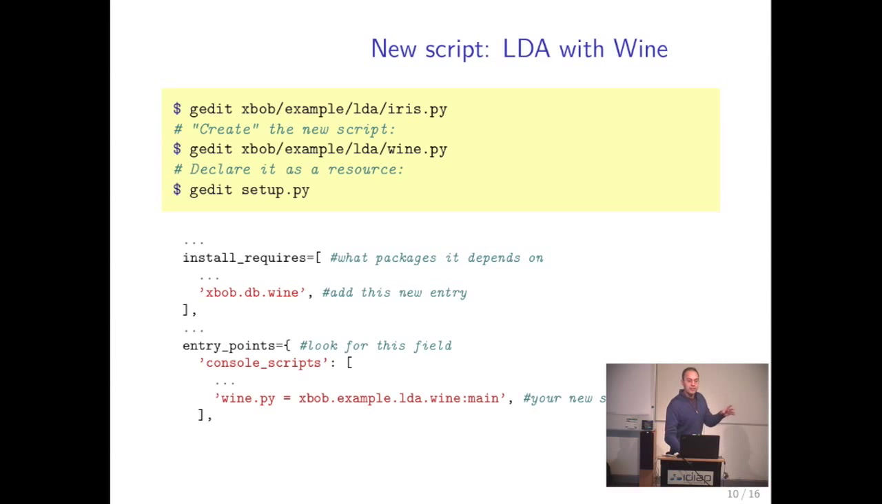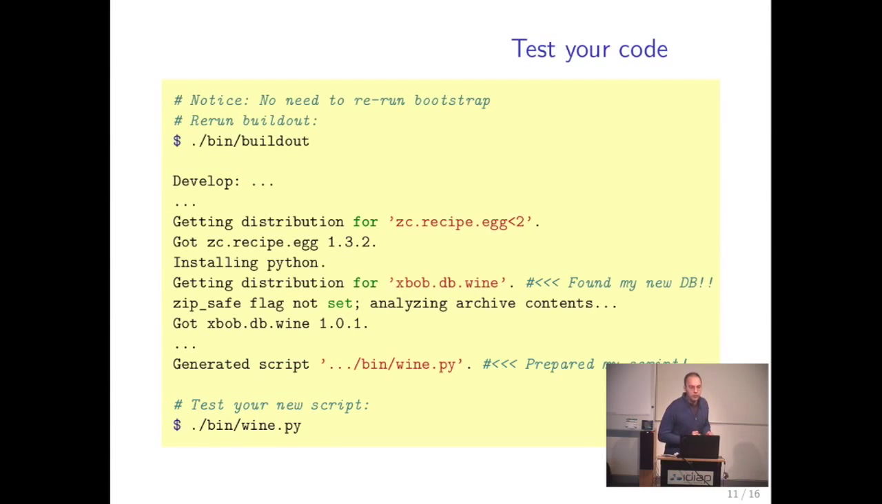So once you have done this with the entry points, what do we need to do? Just rerun buildout. So what we're going to do is rerun buildout, and we call /bin/buildout, and let's see what's going to happen. Normally, if everything went fine, it should print something like this.